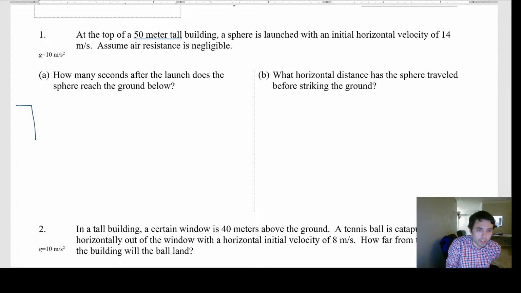Let's draw the building. Got a 50-meter tall building. I cannot draw straight lines in this thing. All right, here's our building, 50 meters tall, 50 meters from there to the ground, and we're going to launch a sphere horizontally off the top of the building this way with a velocity of 14 meters a second. So horizontal velocity, Vx, is 14 meters per second.